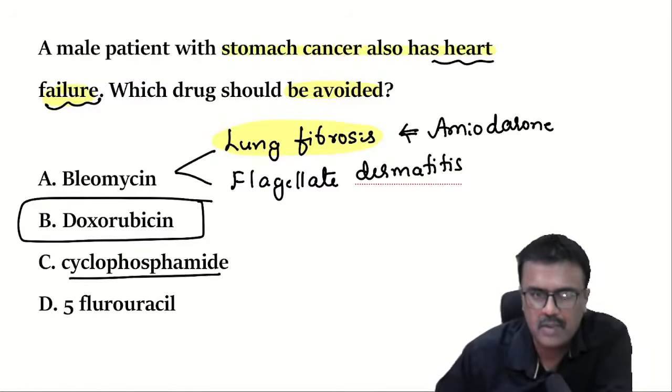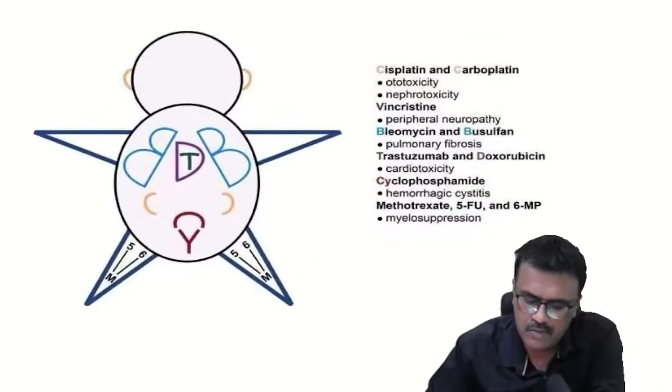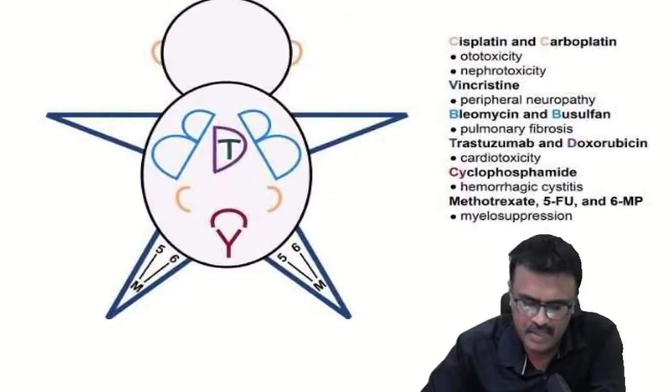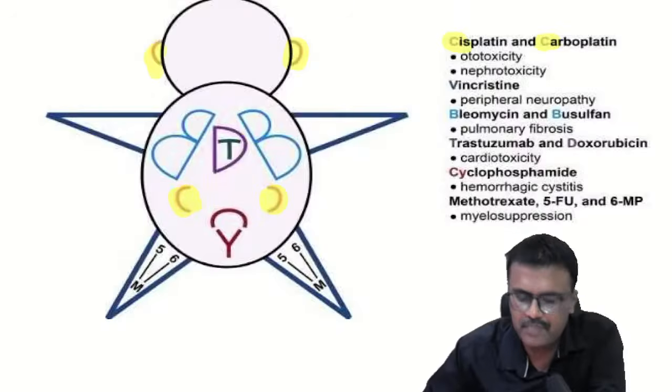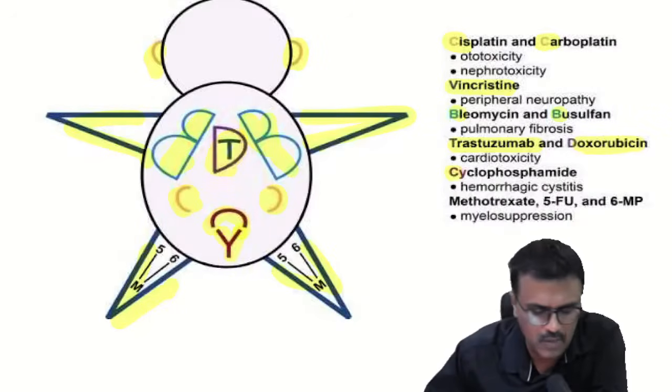Cyclophosphamide, we know it causes hemorrhagic cystitis. 5-fluorouracil causes hand-foot syndrome, along with another drug by the name capecitabine. So this is a chemo list which is going to give some important adverse effects. At least remember this. Cisplatin causes ototoxicity and nephrotoxicity. Vincristine, the vinca alkaloids, cause peripheral neuropathy. Bleomycin, busulfan, lung fibrosis. Trastuzumab, cardiotoxicity. Cyclophosphamide, hemorrhagic cystitis.